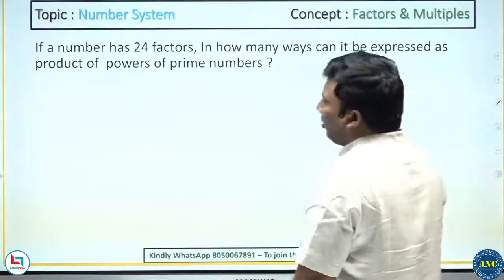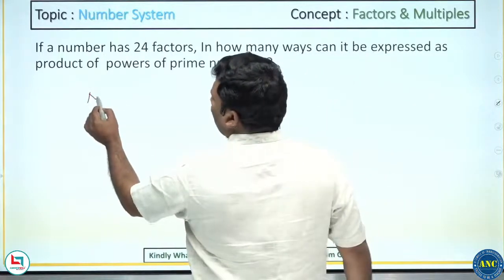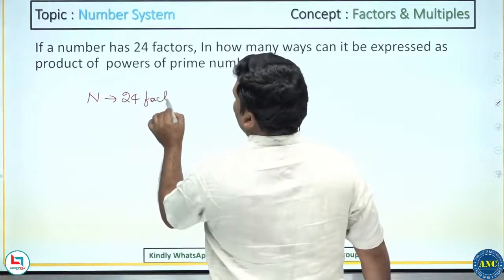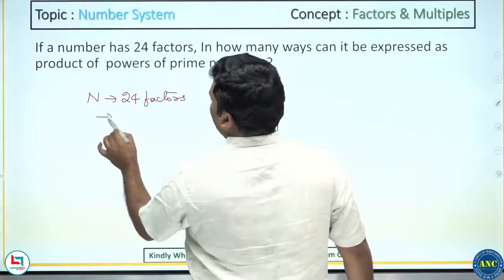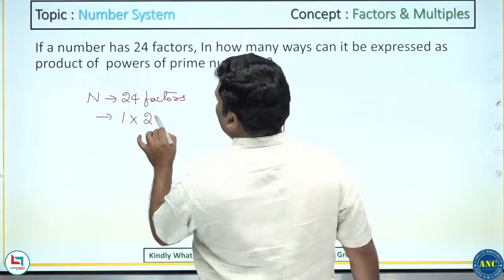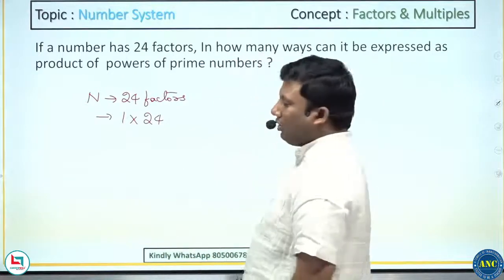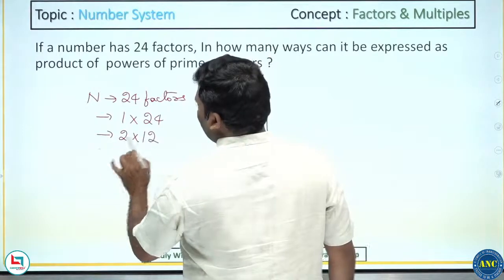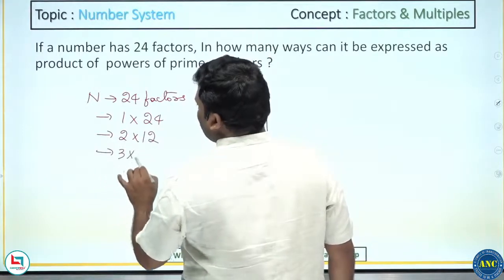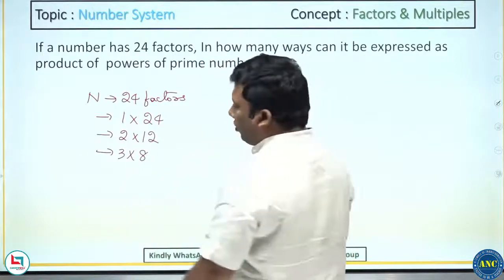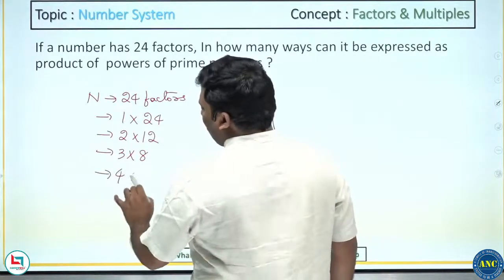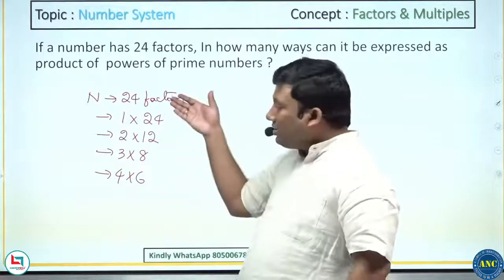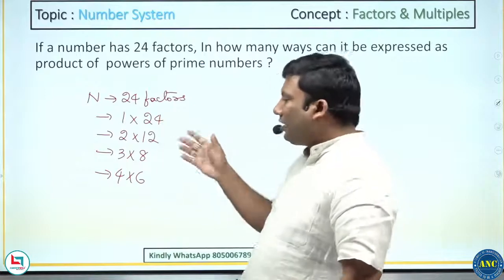Now I'll do it step by step so that you will not miss any cases. A number has got 24 factors. Step number 1: 24 can be written as 1 into 24. Second, it can be written as 2 into 12. Third, as 3 into 8. Fourth, as 4 into 6. This is where I am writing the number as a product of 2.